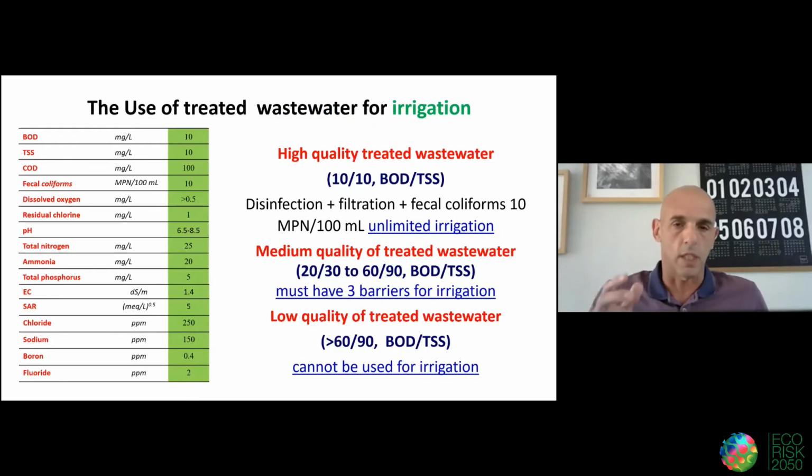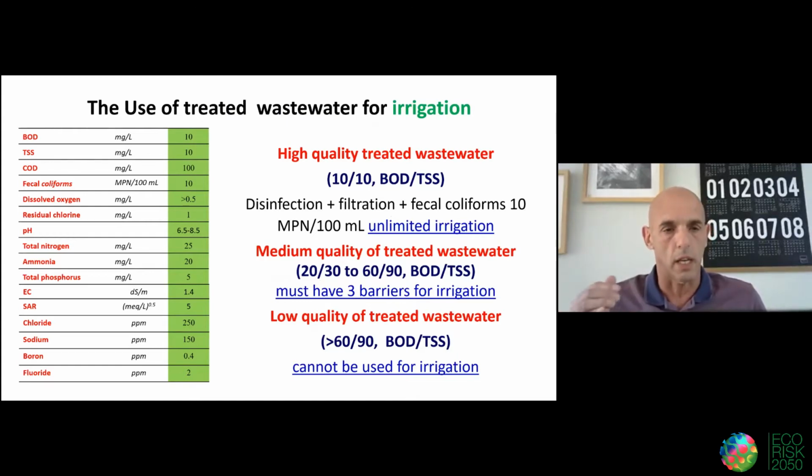In terms of quality, here you can see the Israeli parameters are a bit different and much more strict than the parameters suggested by the WHO or used by the EU. I'm listing here on the left side only a part of the quality parameters that the wastewater should meet in order to be used as irrigation water. The quality of the reclaimed wastewater is divided into three main categories, and I will start with the bottom one, the low quality.